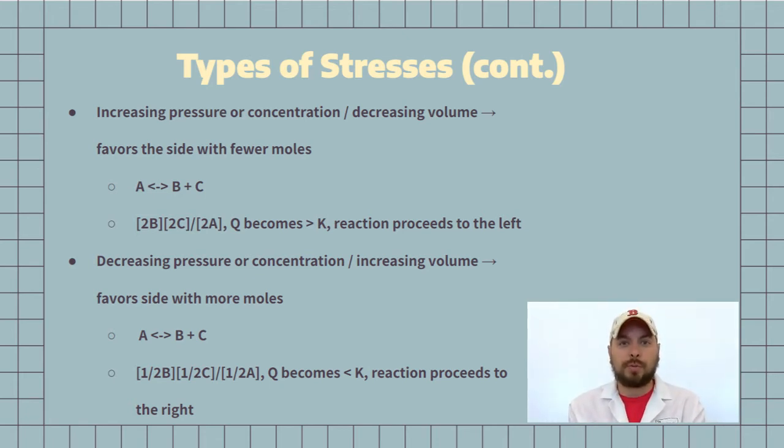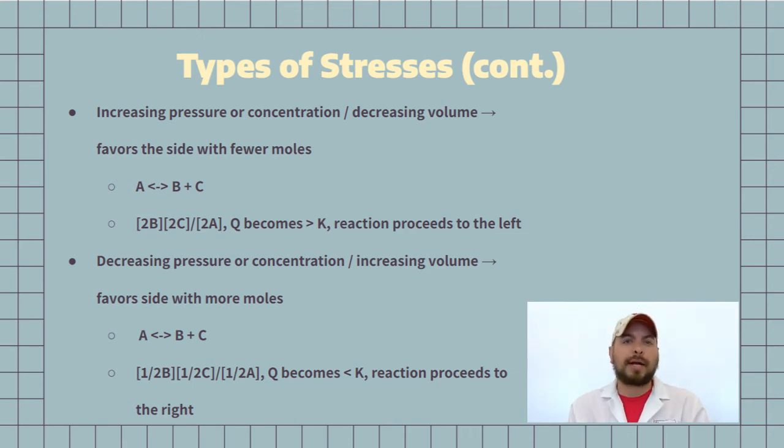So let me repeat how this works. If we increase the volume of a container of gases, we're going to favor the side of the reaction with more moles of gaseous stuff. If we decrease the volume of the container, we go in the opposite direction. We favor the side of the reaction with fewer moles of gaseous stuff. For concentration, as we dilute an overall aqueous solution, we favor the side of the reaction with more moles of aqueous stuff. And if we were to concentrate a solution, we'd go in the opposite direction. We would favor the side with fewer moles of aqueous stuff.